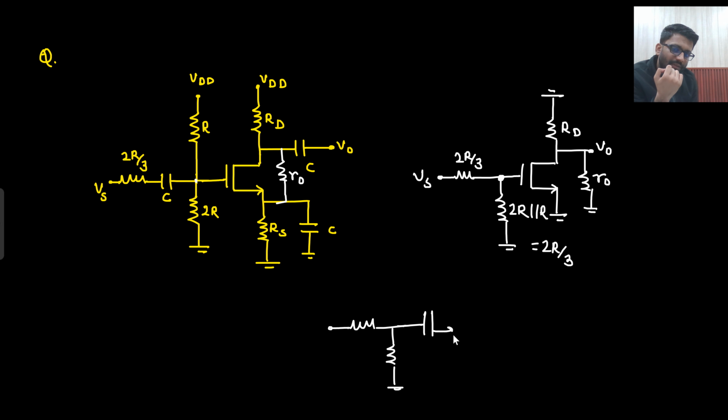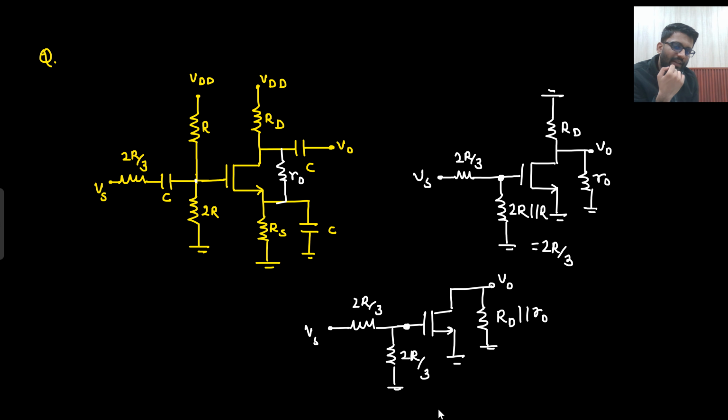Then this is the MOS. This node is connected to ground. This is your V node. So from V node to ground you see RD, and from V node to ground you see R0 as well. And this is your Vs. This is 2R by 3, and this is also 2R by 3.